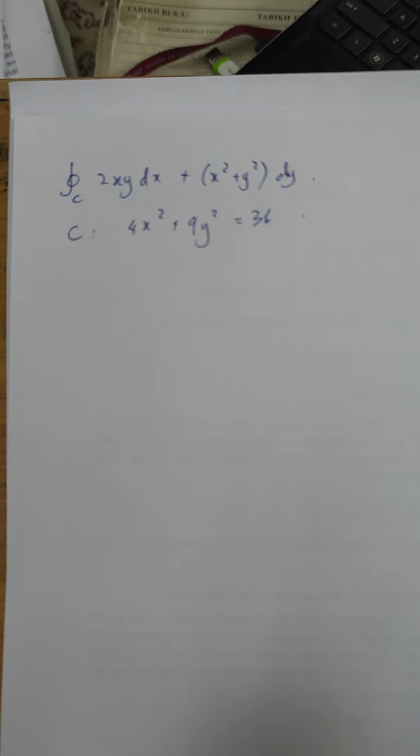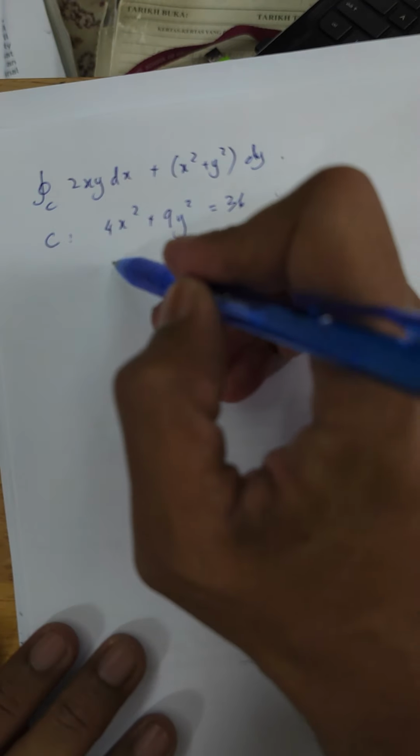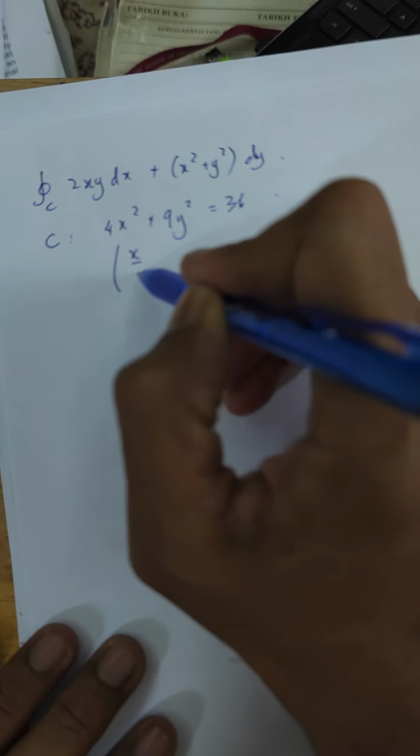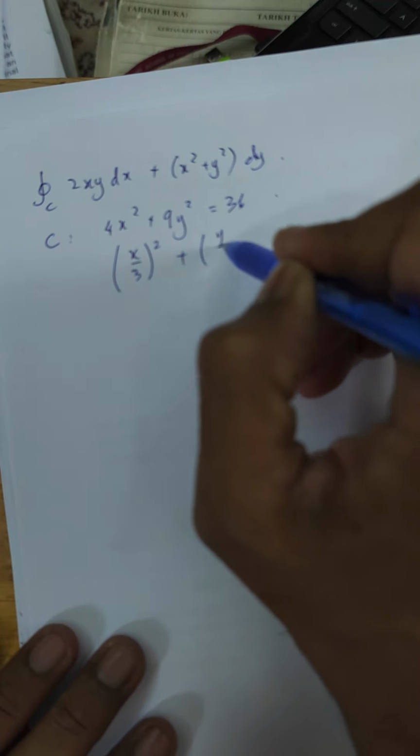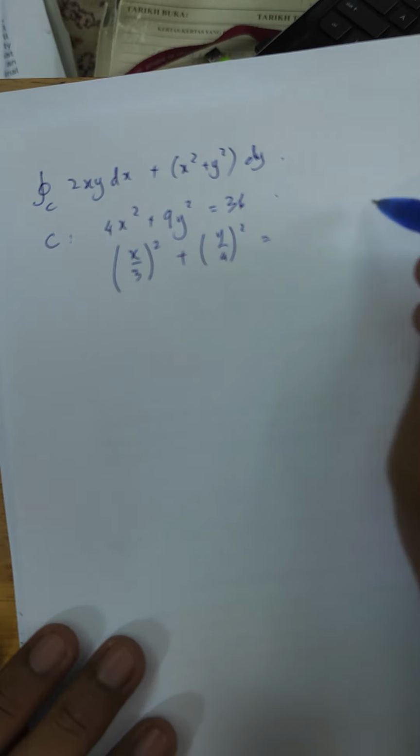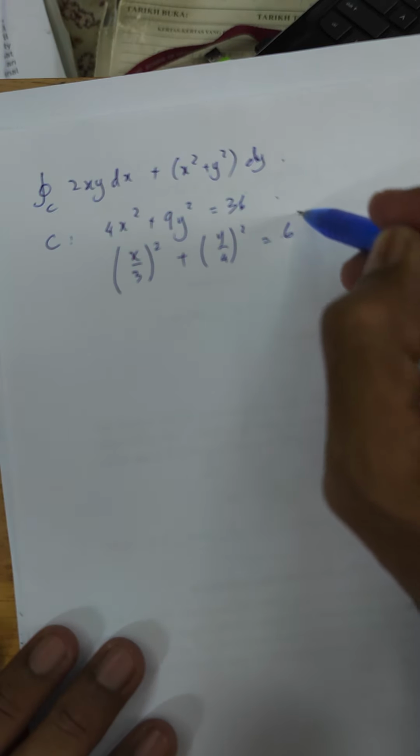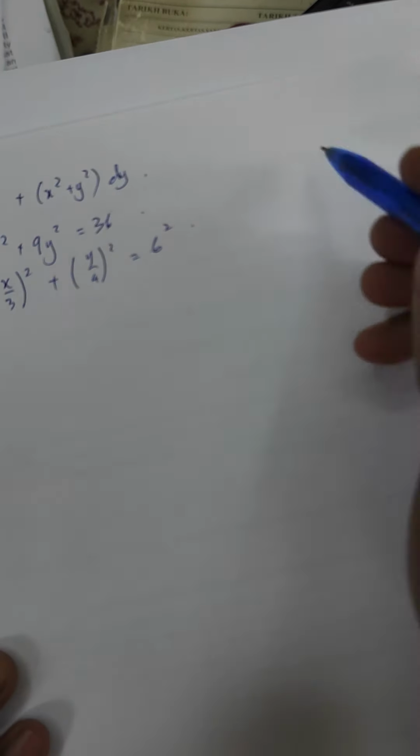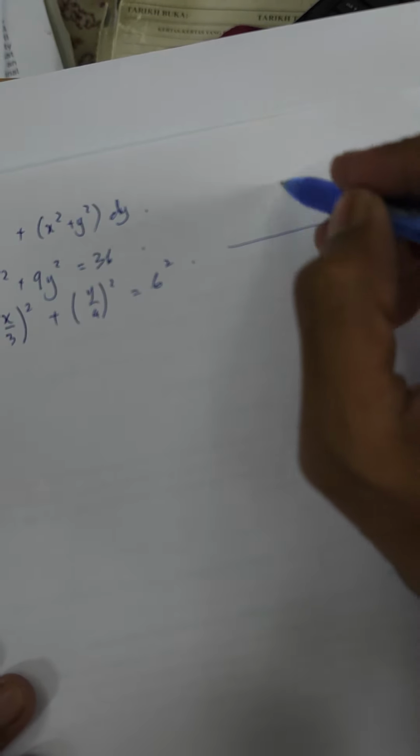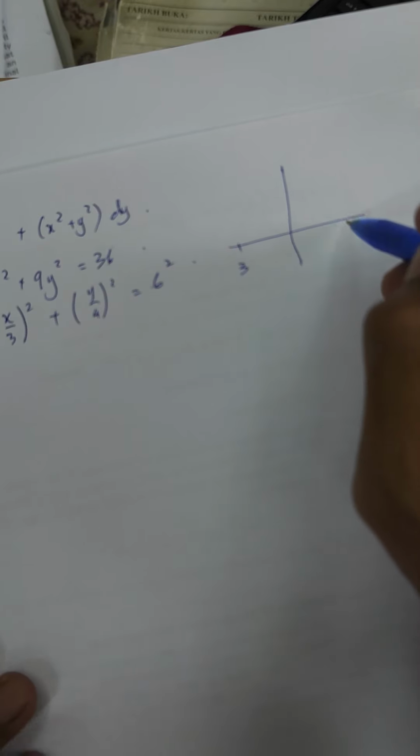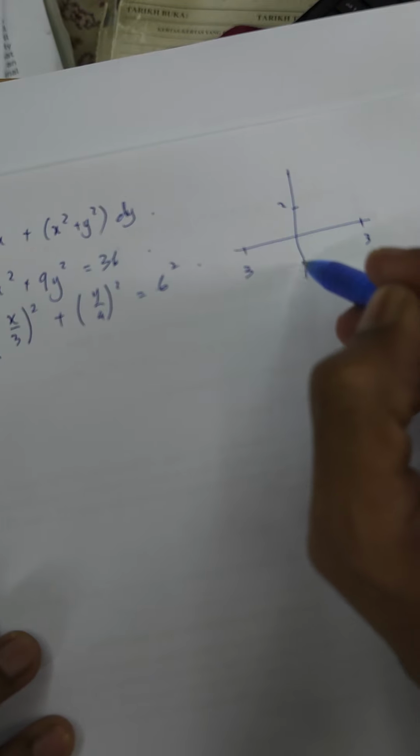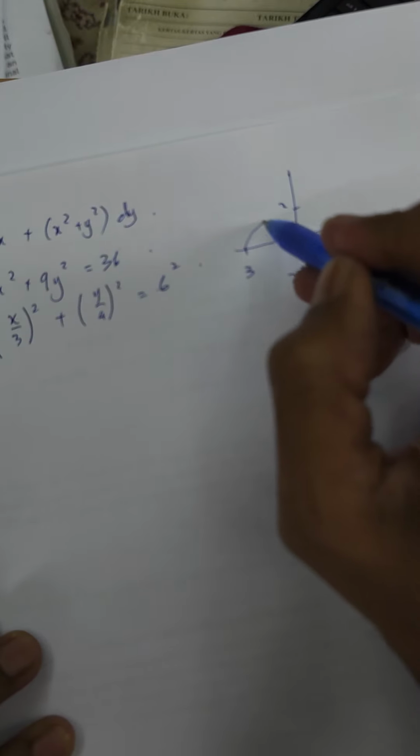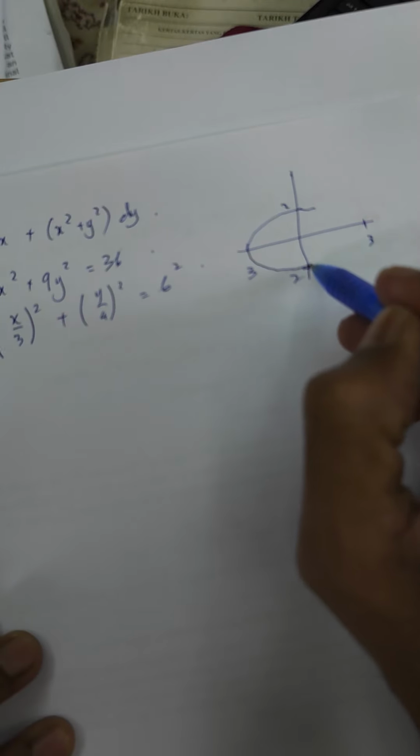Of course in this case you can write it as (x over 3) squared plus (y over 2) squared equals 1. Which means on the x-axis and the y-axis, this is 3, this is 3, and this is 2, this is 2, so this is your ellipse.